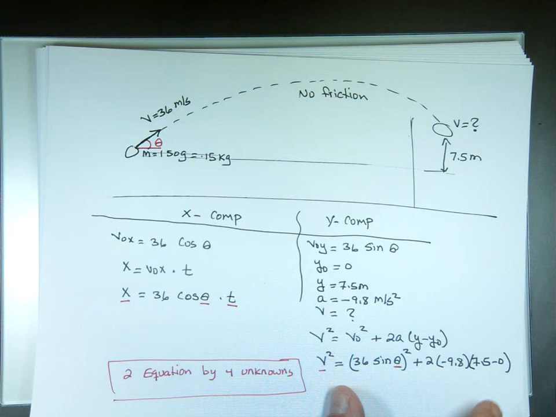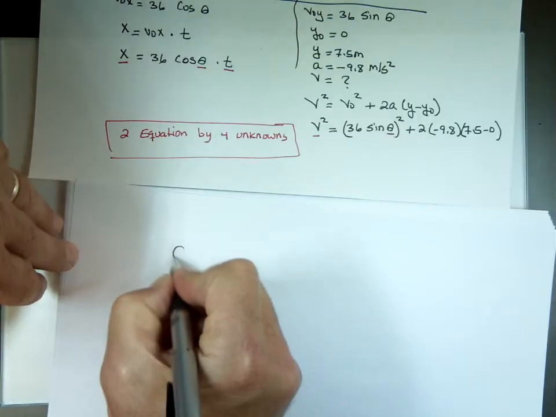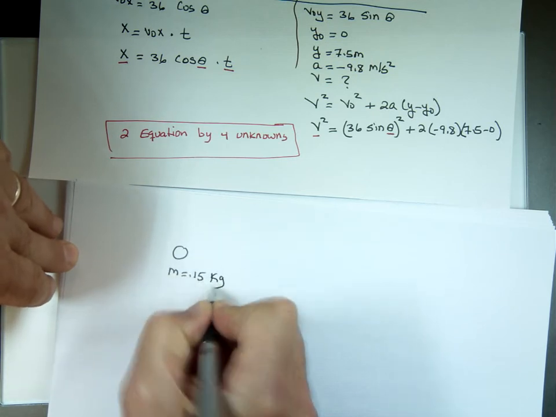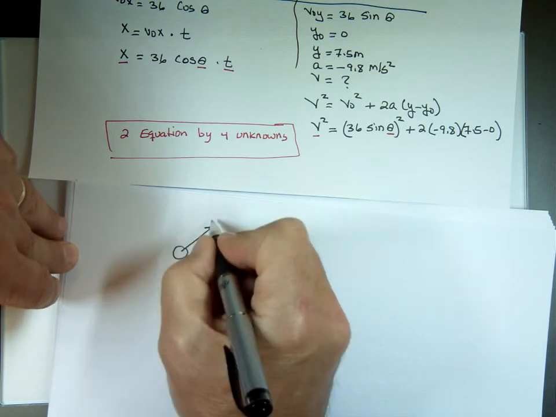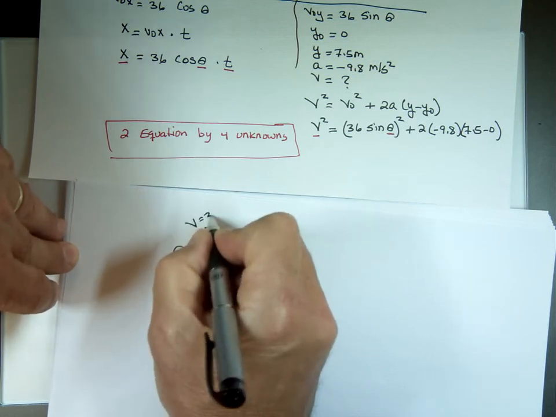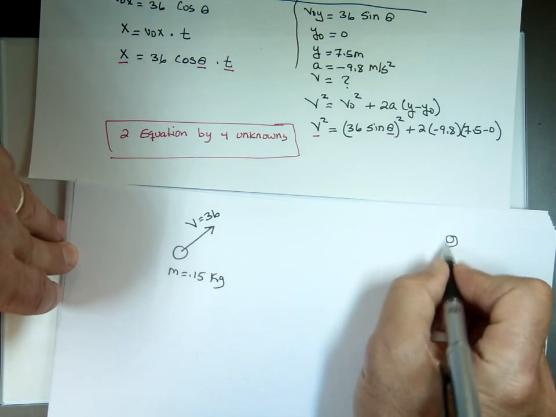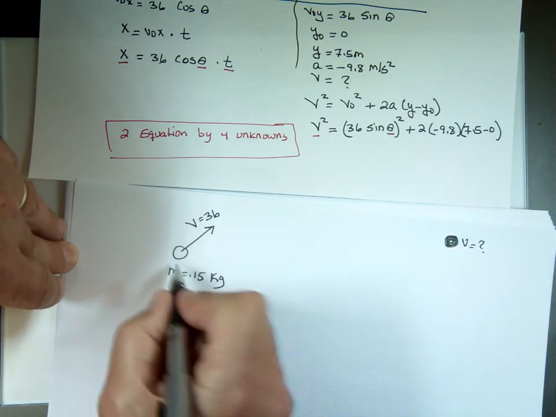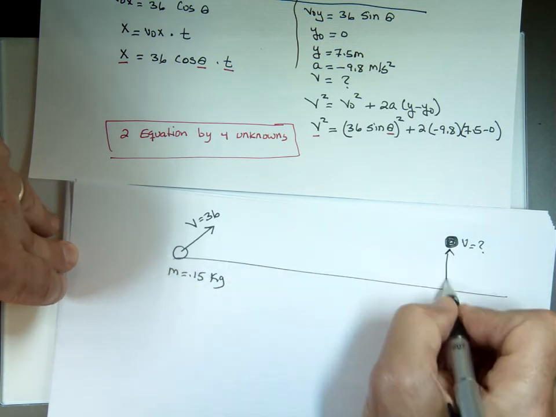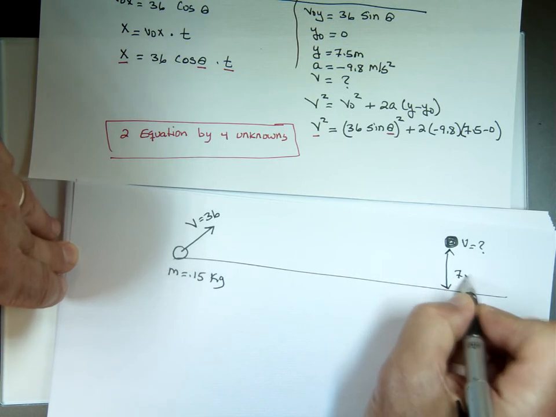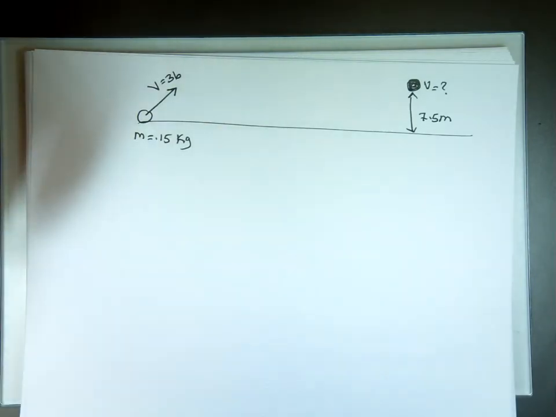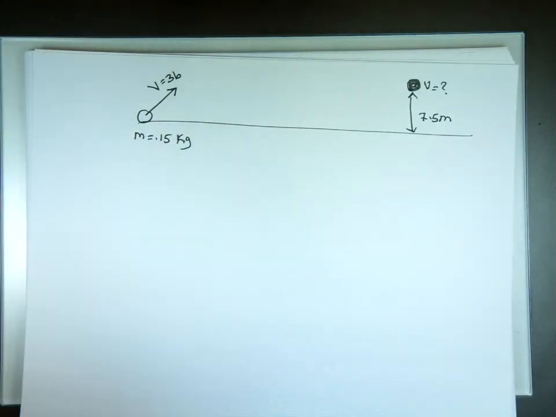So let's take another look at it. Let me redraw the picture. The mass is 0.15 kilogram. It leaves in this direction. Velocity equals 36, and I don't care about the angle. Somebody catches it up here. The velocity is unknown, and I know the height here. What did I use? 7.5 meters. This is A, that's B.